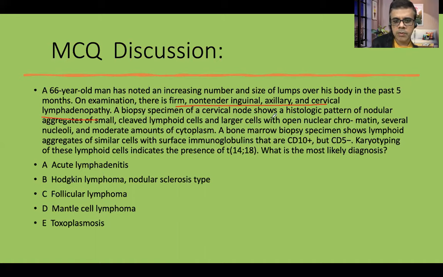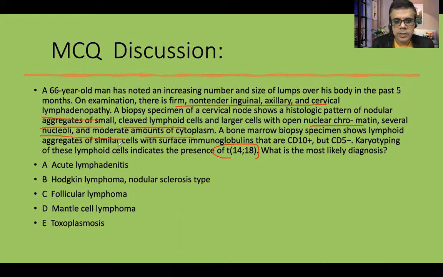Biopsy specimen of the cervical node shows a histological pattern of nodular aggregates of small cleaved lymphoid cells and larger cells with open nuclear chromatin pattern, several nucleoli, and a moderate amount of cytoplasm. Bone marrow biopsy shows lymphoid aggregates with surface immunoglobulin that are CD10 positive and CD5 negative. And karyotyping of these lymphoid cells indicates the t(14;18) translocation. So what is the most likely diagnosis?